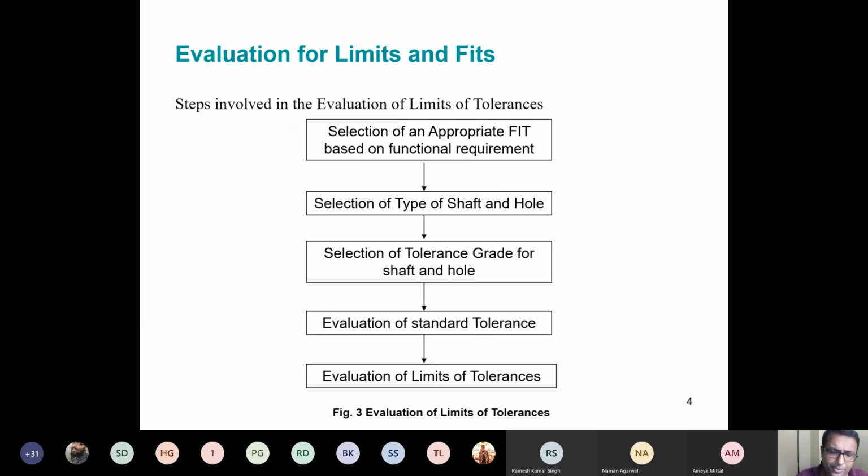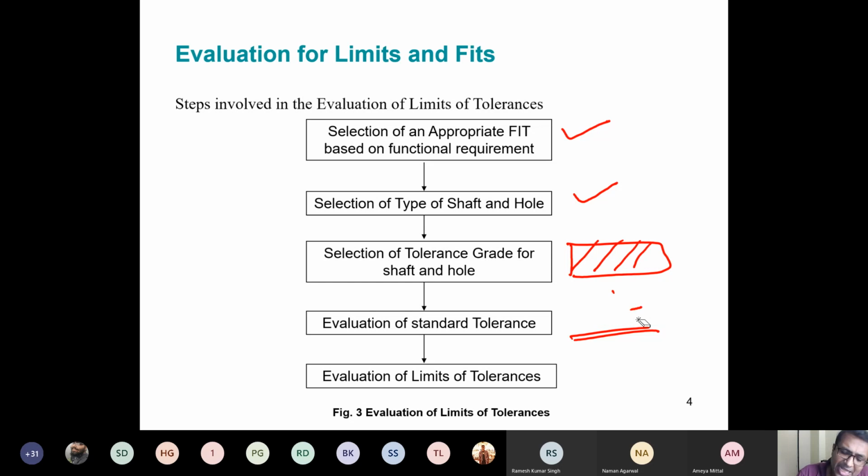So how do you go ahead and do it? I'll solve some problems also at some point, but first you have to find the appropriate fit based on functional requirement. I'll tell you how to do that. Then you use some type of shaft and hole. Then you get something called tolerance grade, which is how big the dimension is between the smallest and the largest one. And then there is something called standard tolerance unit, which I will show you how to evaluate as we go there.